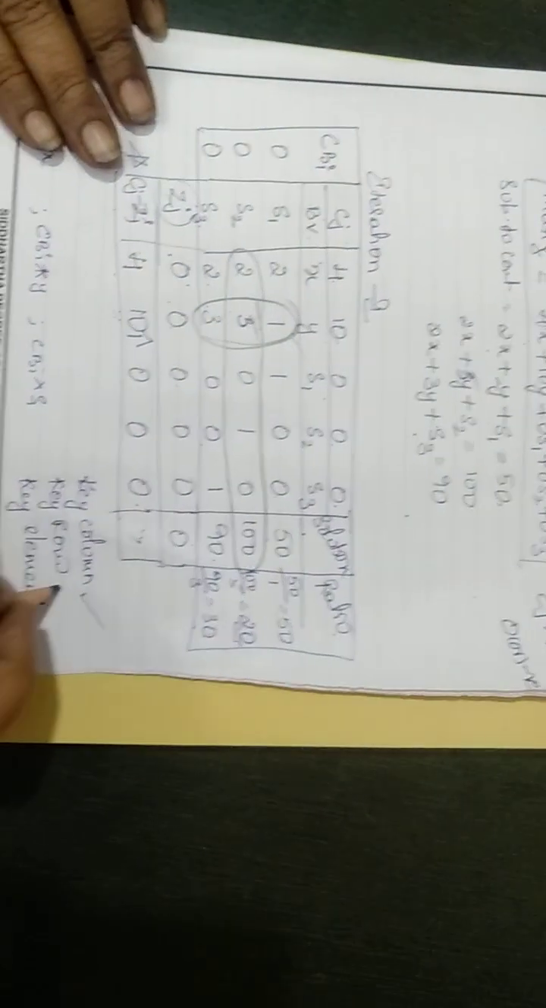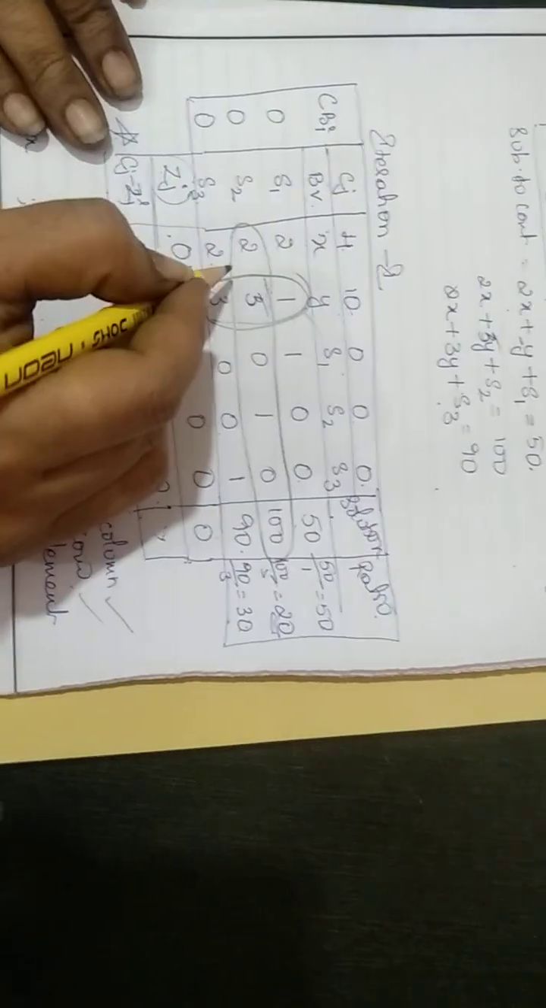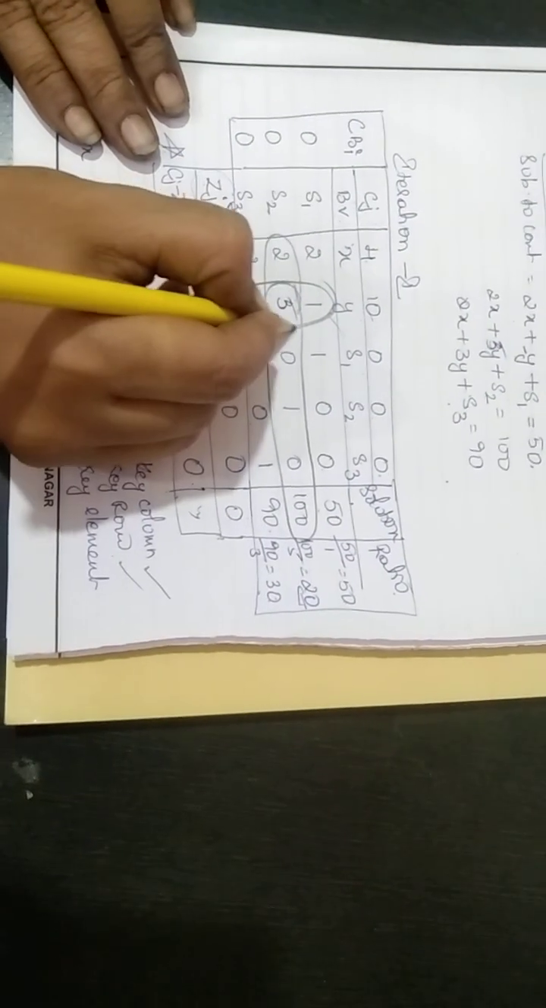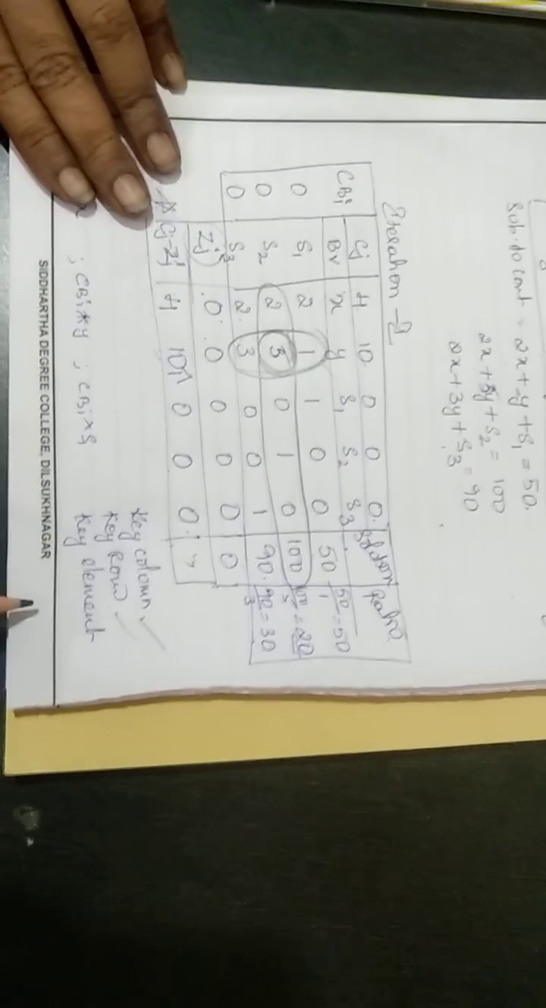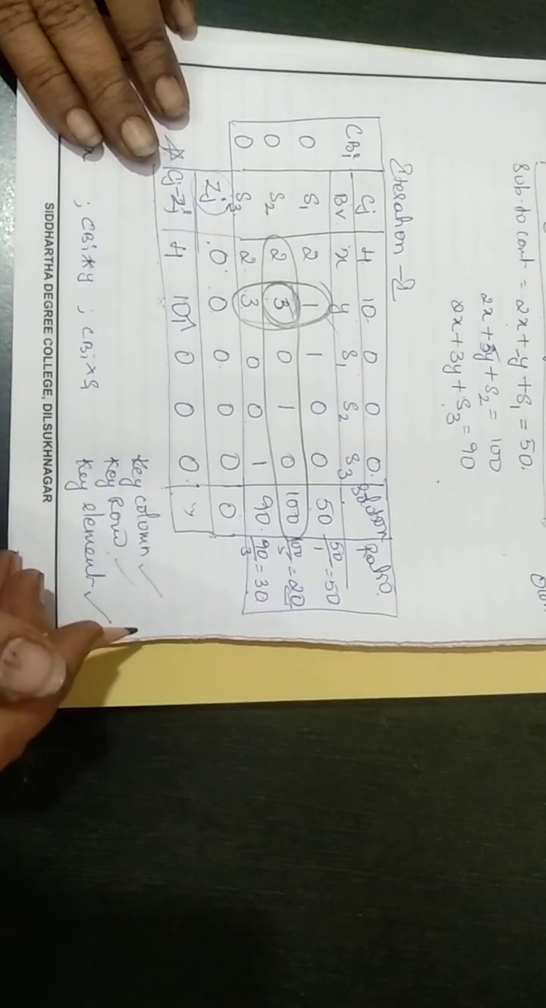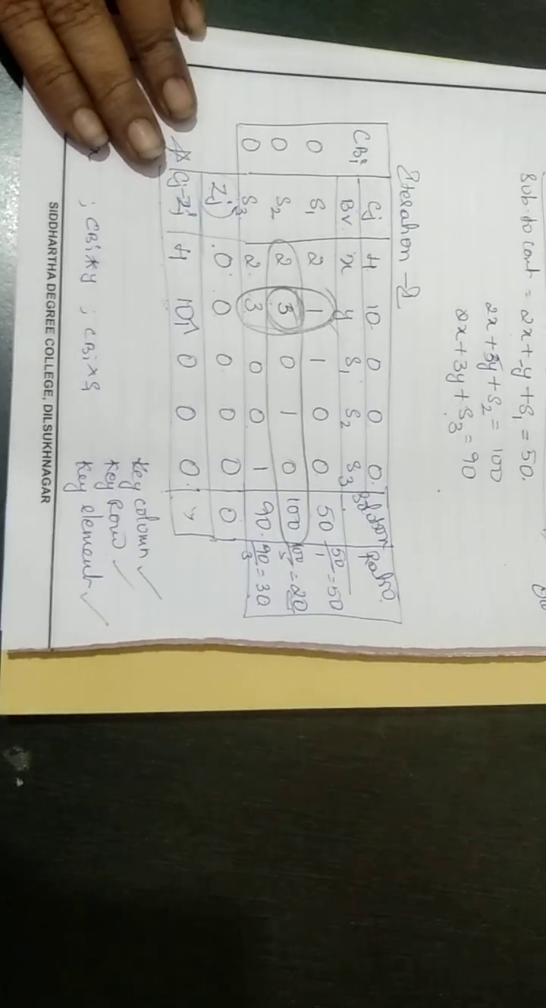Now I got my key column, which is this one. I got my key row, which is this one. Now, what is the key element? Key element is nothing but the intersecting point of the key row and the key column. So my 5 is the key element. So that's how I got my 3 factors. Now, I'm going to proceed to the next level.